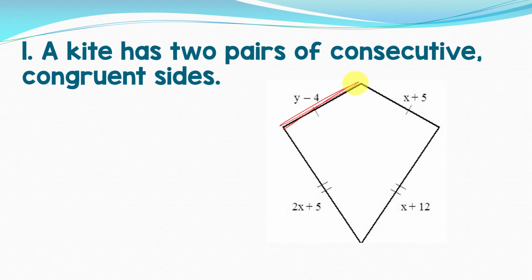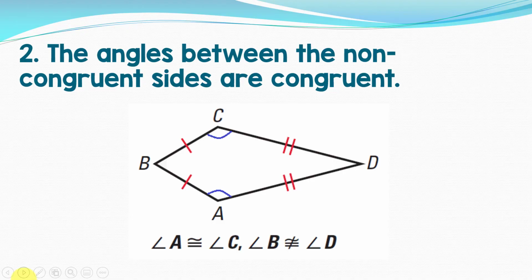So this side and the one right next to it, those are congruent. And in consecutive, this side and this side, those are congruent. And then the angles between the non-congruent sides are congruent. So this angle and this angle across from each other would be congruent.